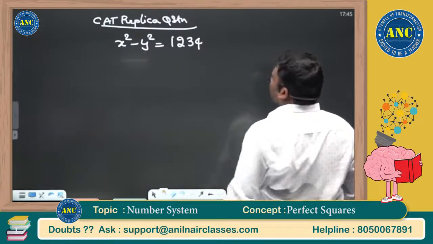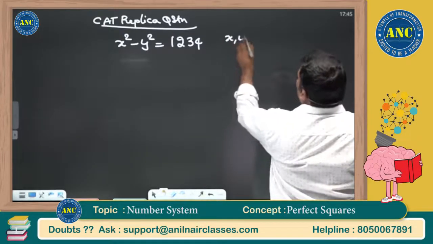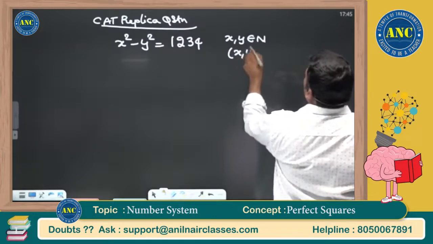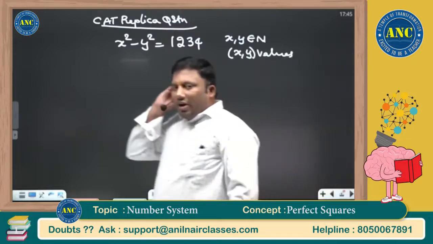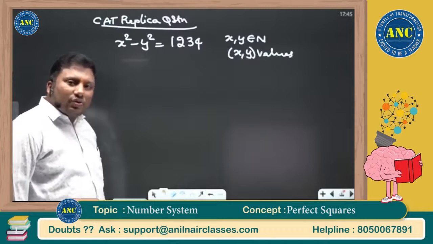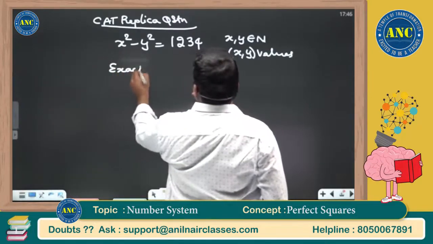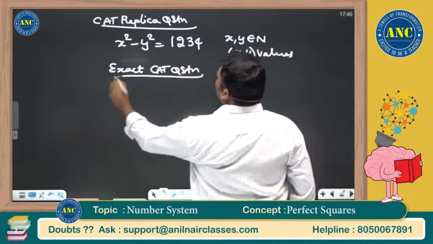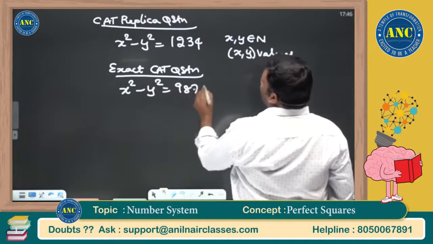x square minus y square equals 1234. x and y are natural numbers. How many values will x and y take which will satisfy this equation? Actually the exact CAT question is like this. The exact CAT question, some 4 years before, was the first question which came in the CAT examination slot 1.